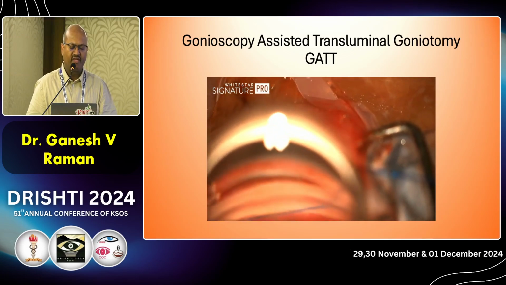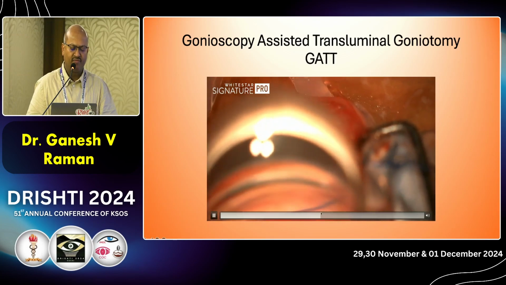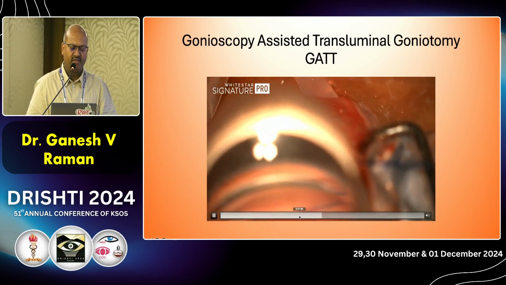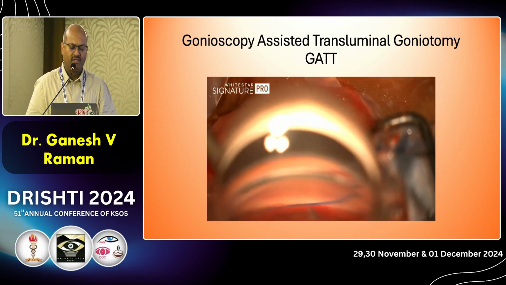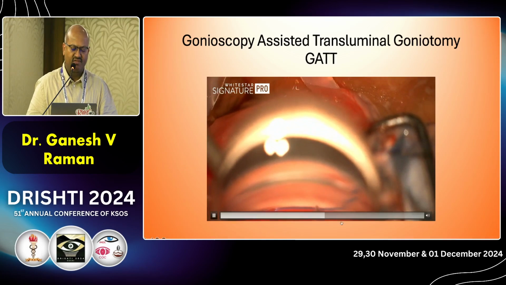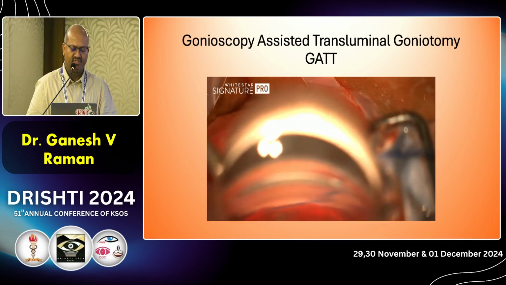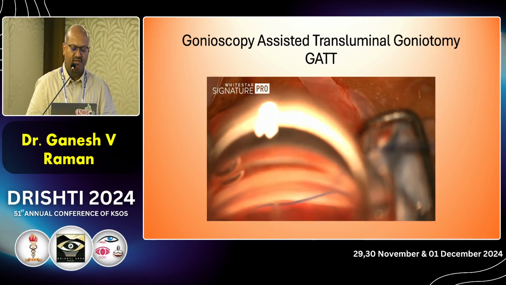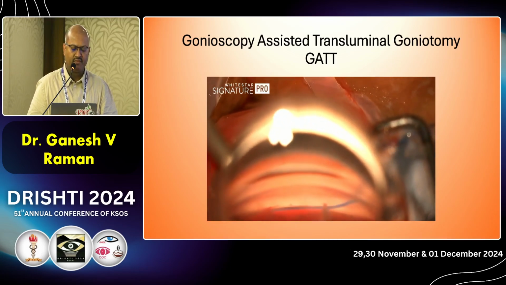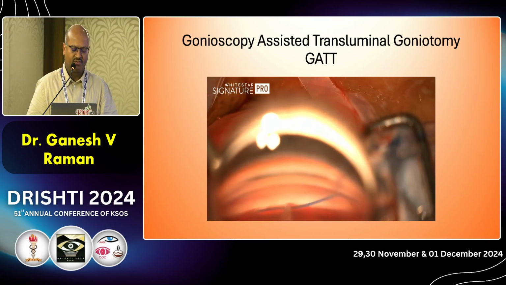Patients who have been chronically medicated, we use a smaller bore suture, which is a 6-0. Patients who have recently been diagnosed, their Schlemm's canal is not so small, so they can accommodate a larger suture, that is a 5-0. So we keep both the sutures ready, and wherever necessary, we use that. Sometimes the 5-0 suture doesn't go in. We use a 6-0 suture.